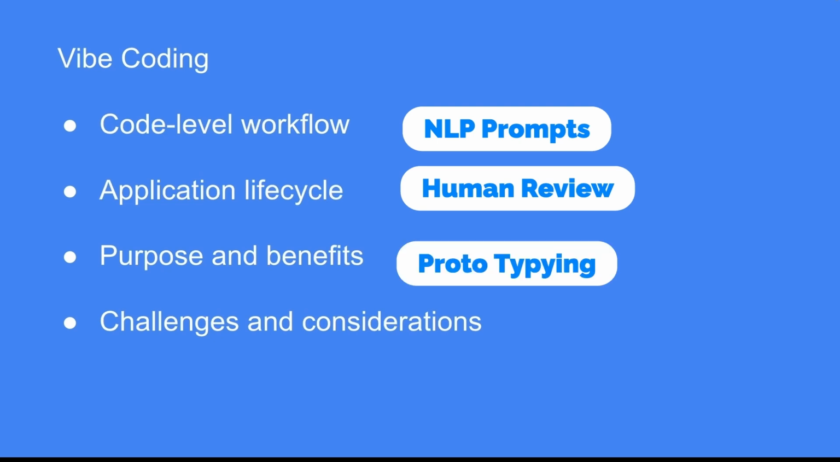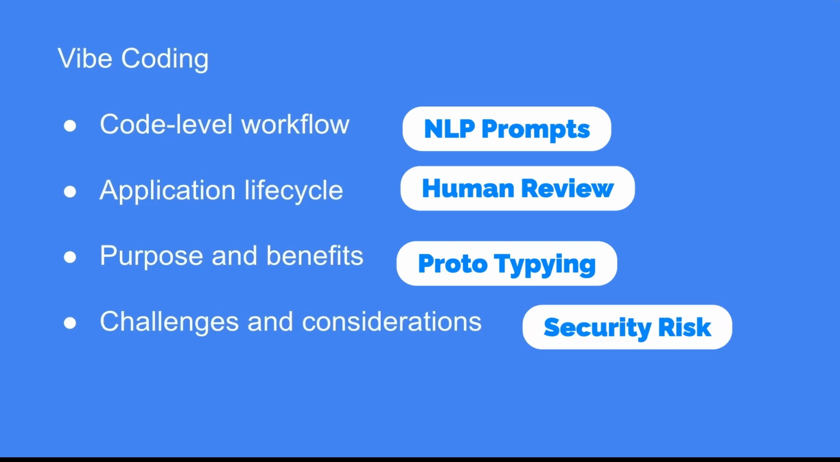Purpose and benefits. The primary goal of vibe coding is to speed up software development, especially for prototyping and simpler applications. It makes coding more accessible to individuals without extensive programming knowledge and reduces manual coding by automating repetitive tasks, allowing developers to focus on higher-level problems.